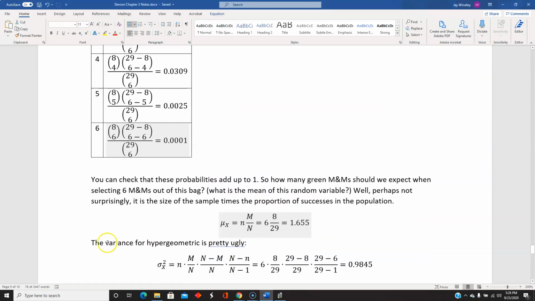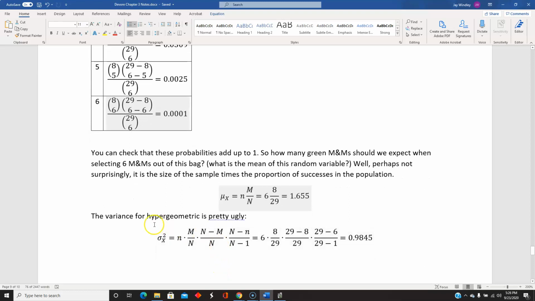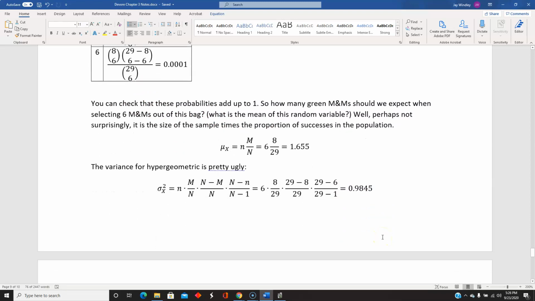The formula for variance for hypergeometric is very ugly, but just for the sake of completeness, there it is. So the variance for our selection of M&Ms out of the bag, our variance for the number of greens observed, is about 1.